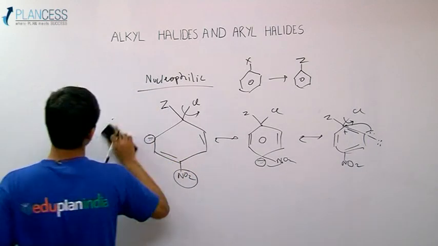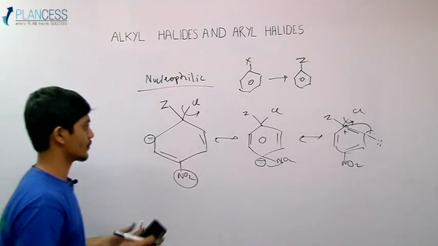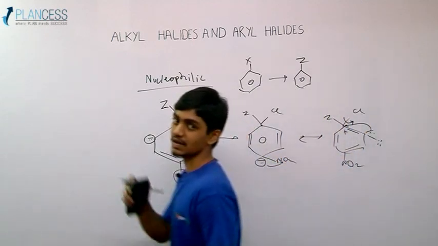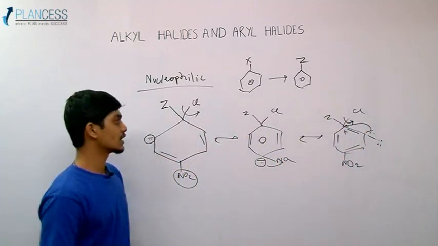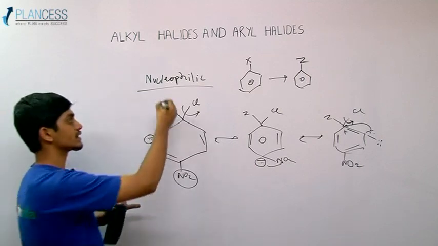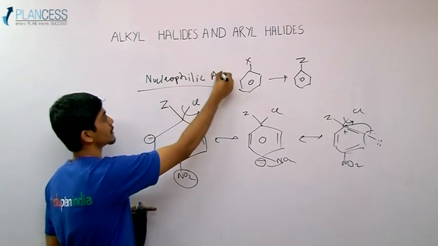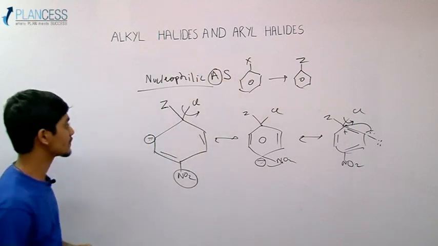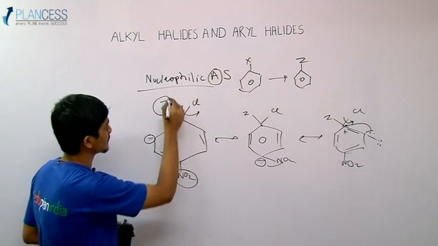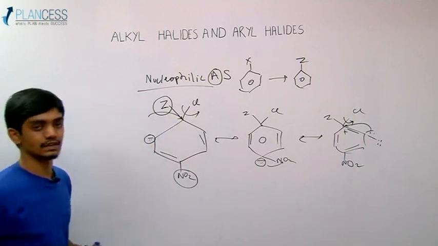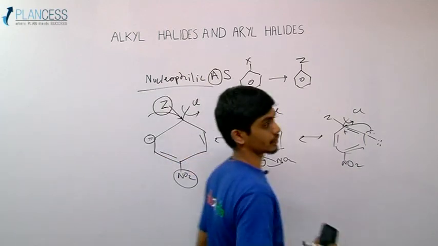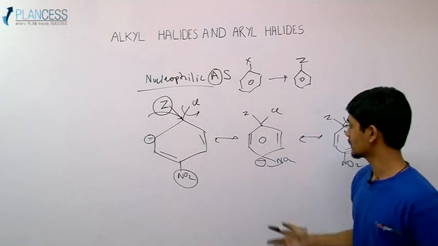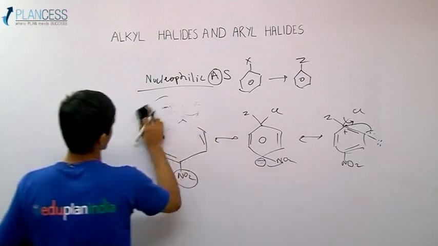Fine. So this was a nice reaction where we have seen that even on a benzene ring, nucleophilic aromatic substitution can take place. Now this substitution is given a special name, nucleophilic aromatic substitution, and not just nucleophilic substitution. Why? Because here the Z attacks only from the same side as that of the leaving group. It cannot attack from the back side. So it is SN2 aromatic. Fine. Now let us move on.